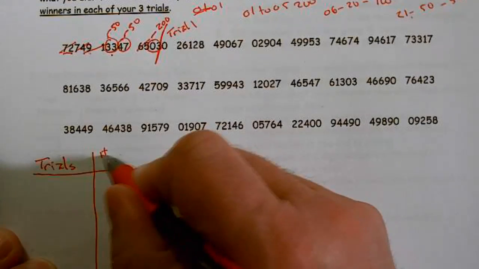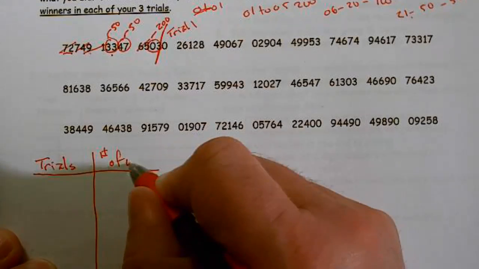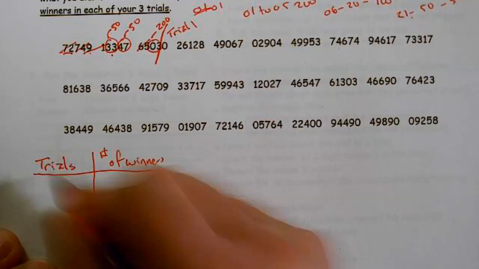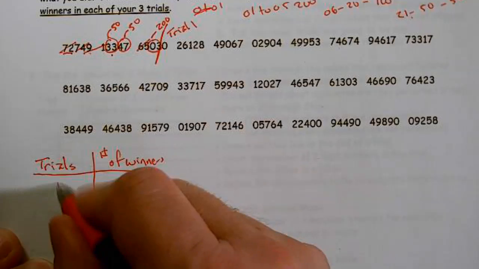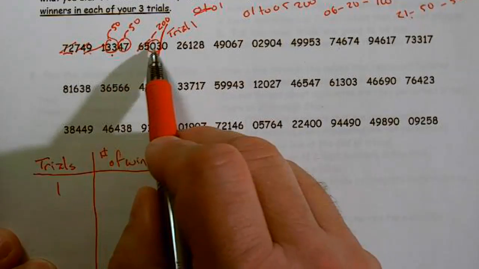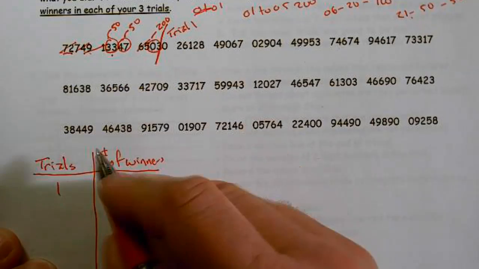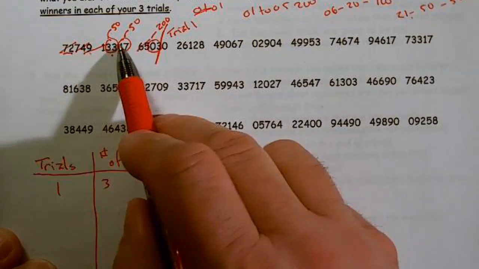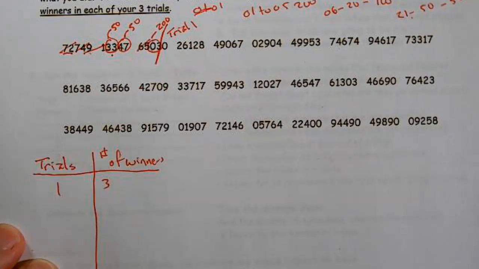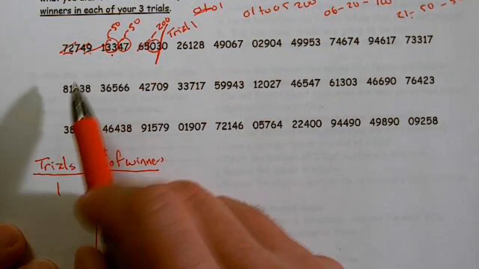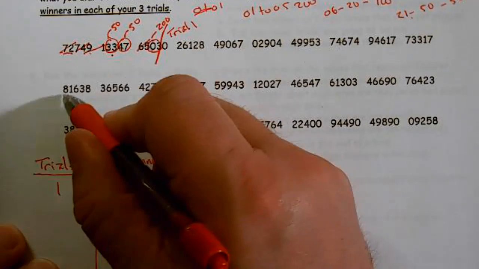Number of winners. Well, trial 1 had 1, 2, 3 prize winners. We had 2 who won 50, 1 who won $200. All right, so the number of winners for trial 1 is 3. All right, beginning trial 2, 81, that's a skip.